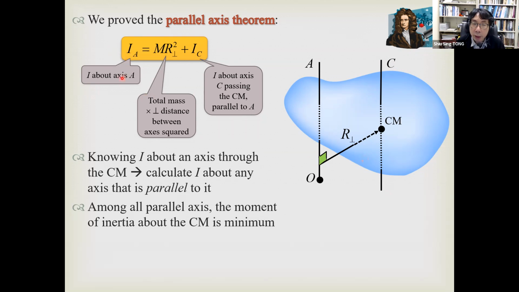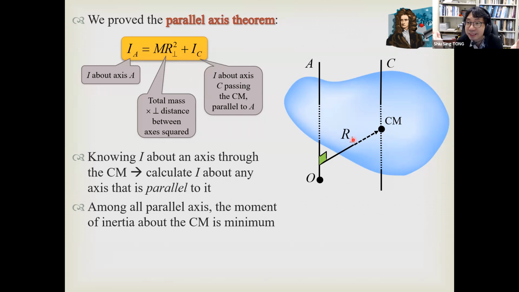The moment of inertia about axis A is equal to the moment of inertia about axis C. Now, axis C passes through the center of mass. Note that. IA is equal to IC plus this term. This term is what? M is the total mass of the object, and R perp, this capital R perp squared, is the perpendicular distance between the two axes.